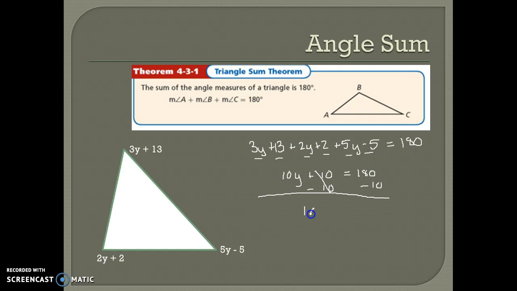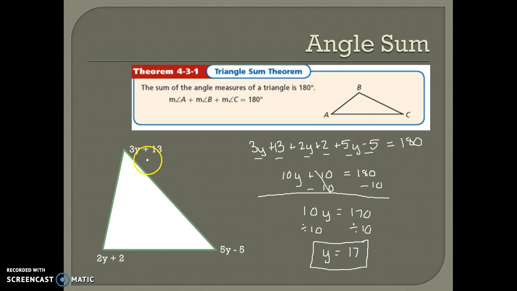What we are left with is 10y equals 170. We can now divide by 10 on both sides to completely isolate our y, and we now know that y equals 17. Now that doesn't tell us what each angle measure is, that just simply tells us what the variable y is.